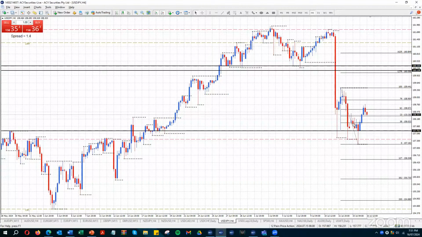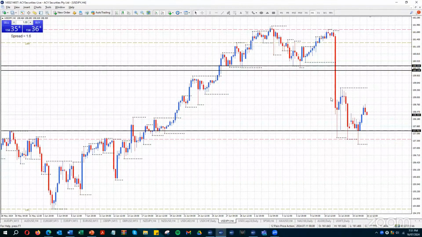Dollar yen. Are we going to further move down? It's doing the same kind of range that I'm seeing on the Aussie yen. Sorry, the Euro yen and the pound yen and the New Zealand yen. It's doing this range here. So just to the day chart.